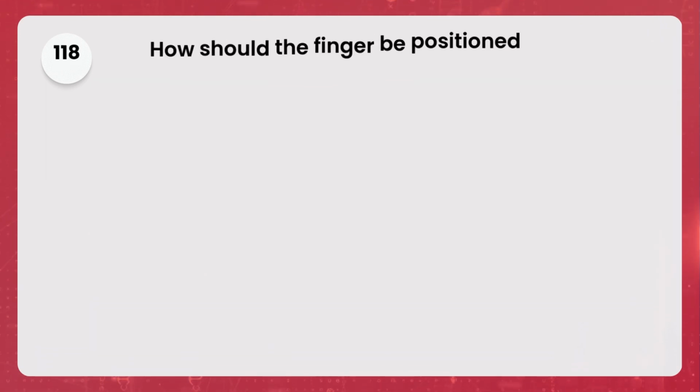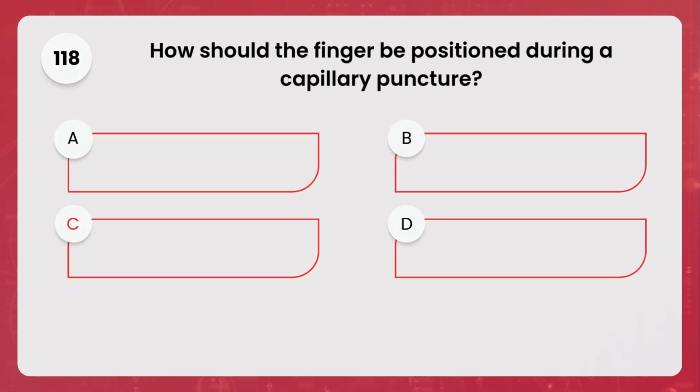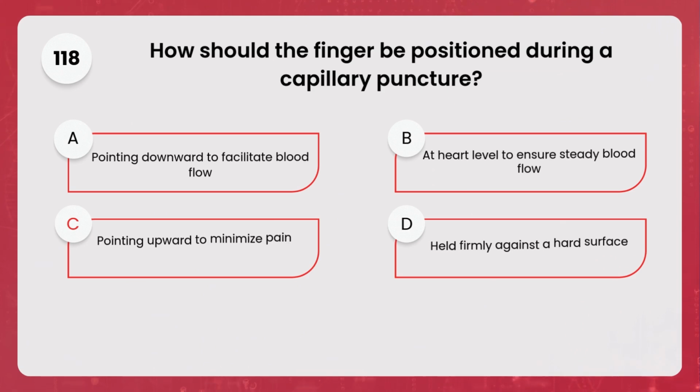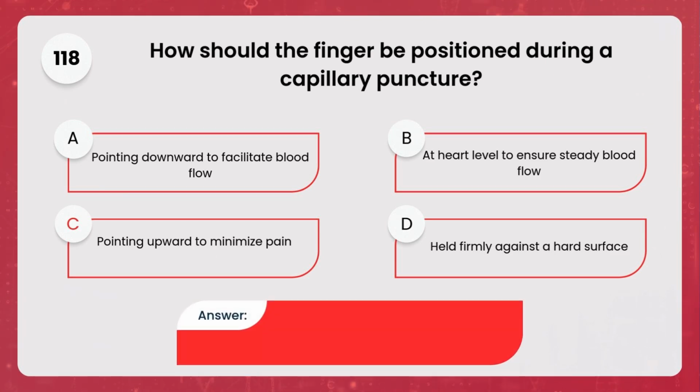Number 118. How should the finger be positioned during a capillary puncture? A. Pointing downward to facilitate blood flow. B. At heart level to ensure steady blood flow. C. Pointing upward to minimize pain. And D. Held firmly against a hard surface. The answer is A. Pointing downward to facilitate blood flow.